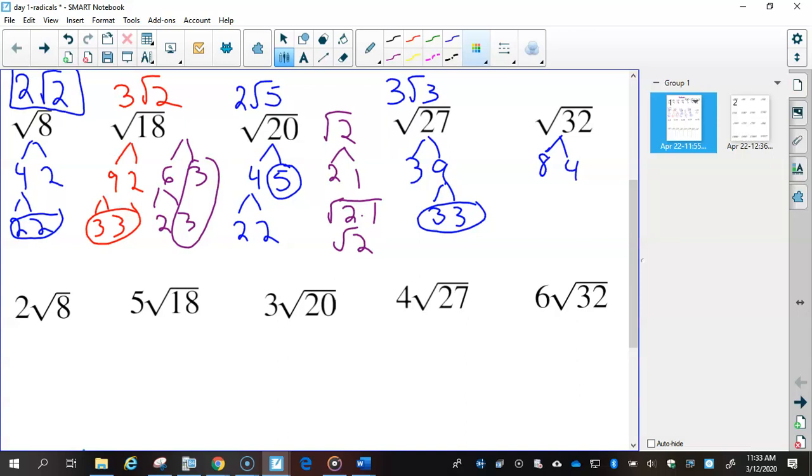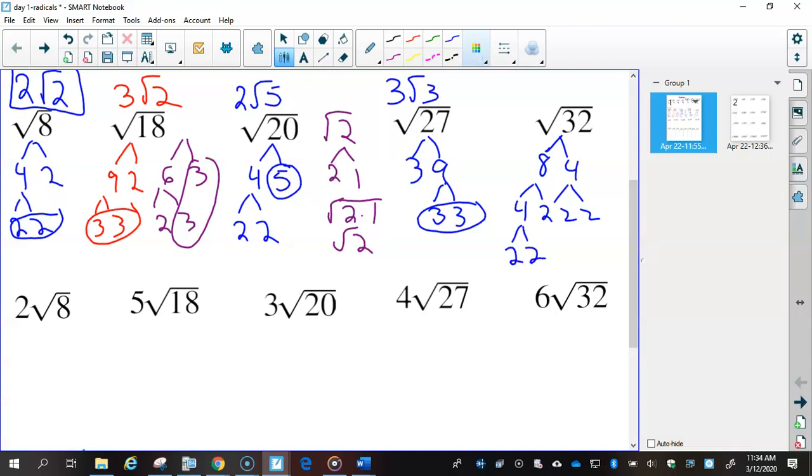You can simplify 8. You can simplify 4 as well. So to what and what? 4 and 2 for 8. And 2 and 2. Can we simplify any more? Yeah. The 4 to 2 and 2.